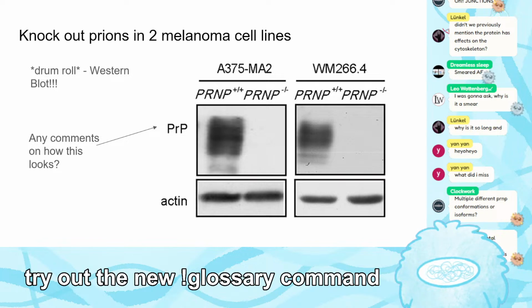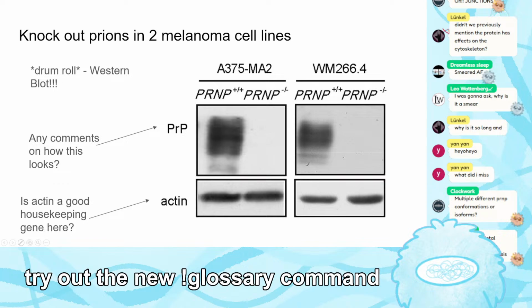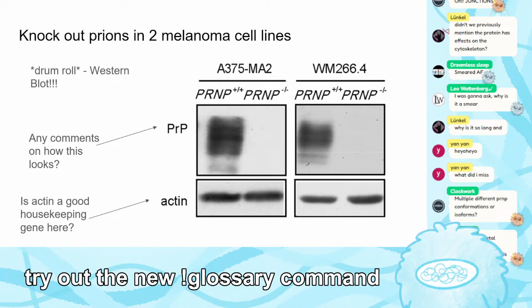The second question I have here is: is actin actually a good housekeeping gene here? A couple of you have got it in the chat. Didn't we previously mention that the protein has effects on the cytoskeleton? We know that the prion mRNA level is correlated with actin regulation. So not exactly the protein, but the gene, right? Cytoskeletal modifications are a function of metastasis. So there's some confounding variable here. Although by eye it does look like these actin housekeeping levels are about the same, so it's not egregious that they did this, but it is an unusual decision.